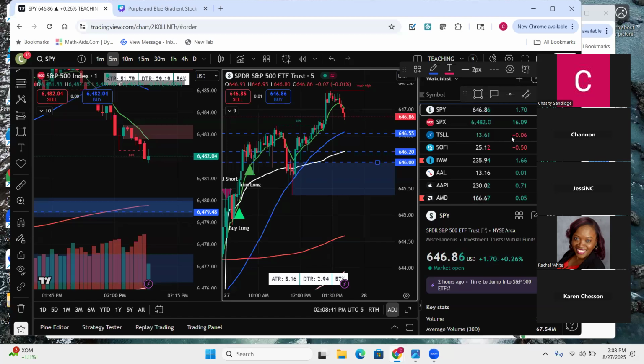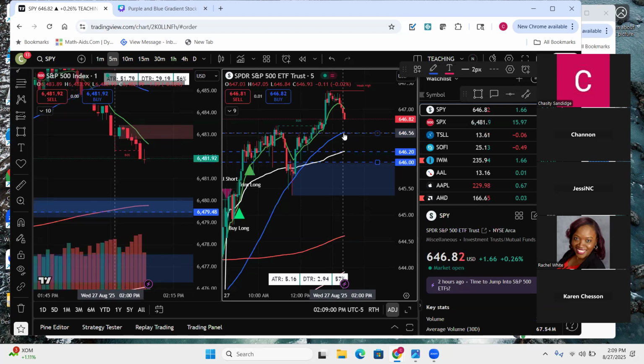Let's break it down. SPY is already curved out on the 5 minute. We had a break of structure, so I could look for it to come down to here. So we'd be in a 646 put. That 646 put is 80 bucks. You could also probably go 645. I wouldn't go lower than 645, but the 646 put is $80. So we just watch it again.